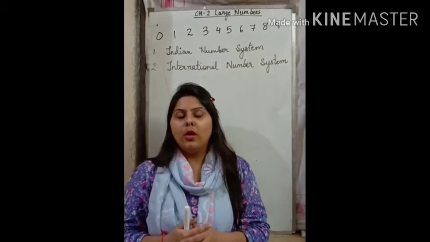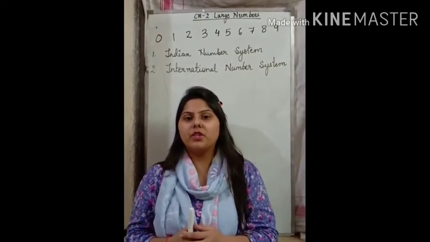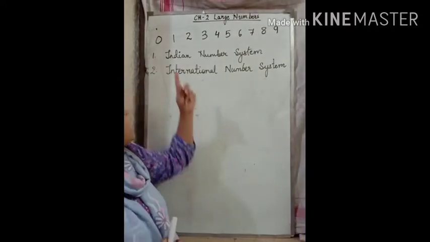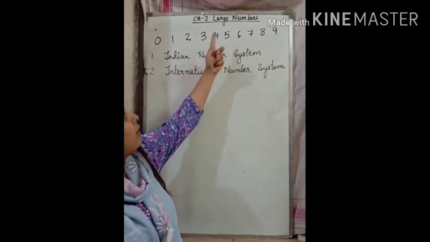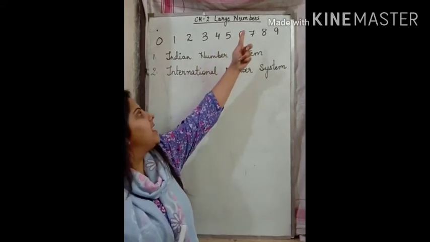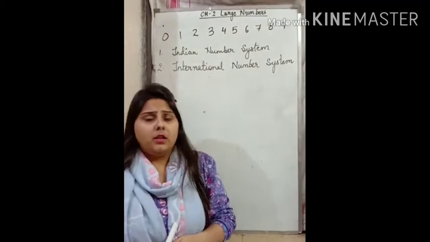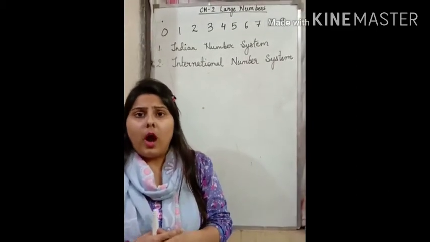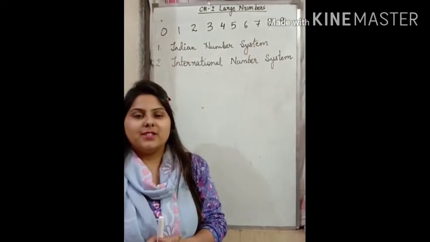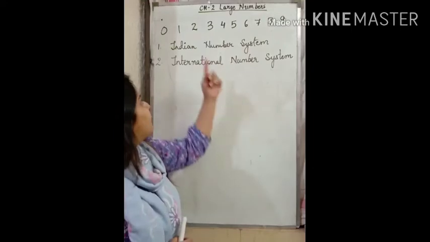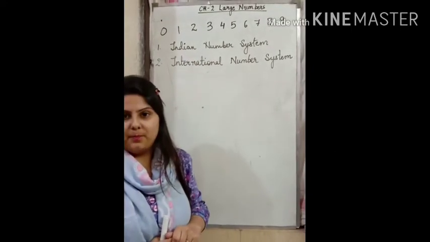As we all know, in this era we can form a number using a combination of digits. The digits are 0, 1, 2, 3, 4, 5, 6, 7, 8, 9. But have you ever thought how it would be to remember such large numbers? For this, we have two number systems. First, the Indian number system. Second, the international number system.